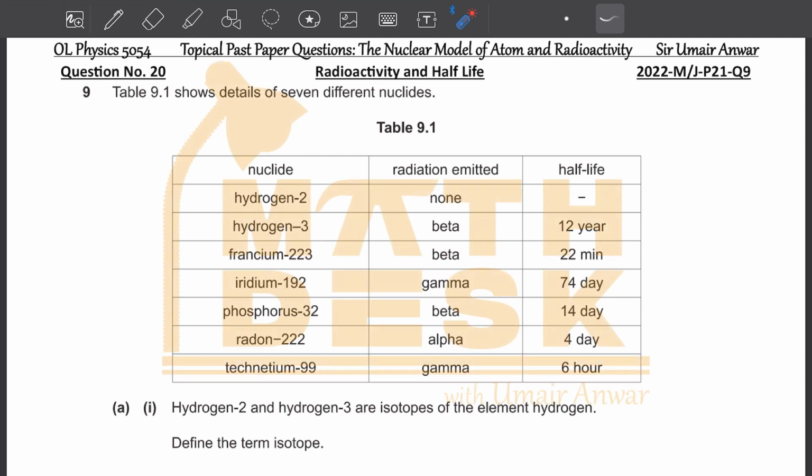Welcome to this tutorial. I am solving question number 9 of paper 21, May-June exam series of 2022, in this tutorial. The topic of this question is radioactivity and half-life.